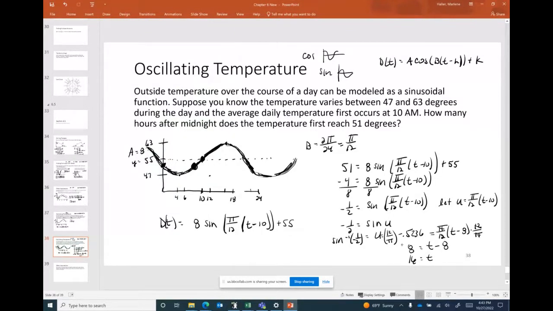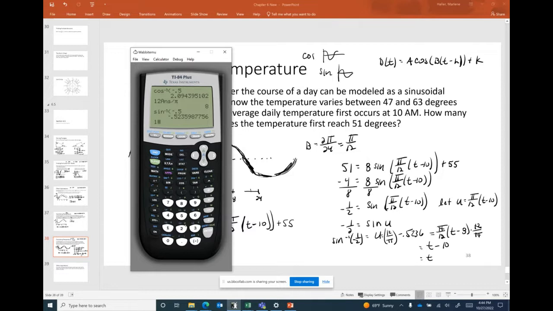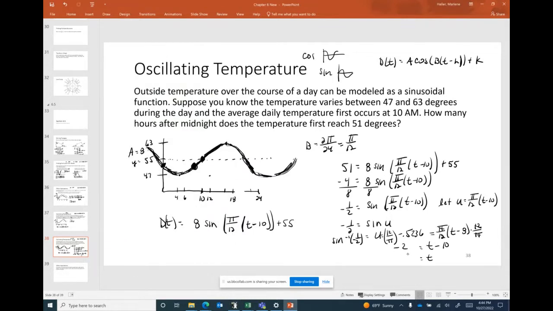All right, now do the same math, multiply both sides by 12 over pi. So now we want to do 12 times negative 0.5236 divided by pi, and we get negative 2. All right, add 10 to both sides. We get the time at 8 a.m., and 8 a.m. fits our graph very nicely. It's a little bit before 10.